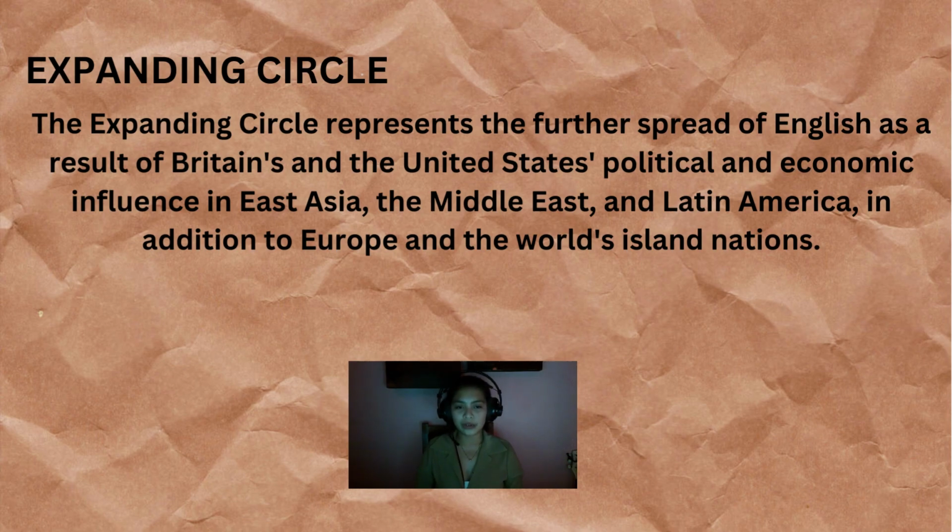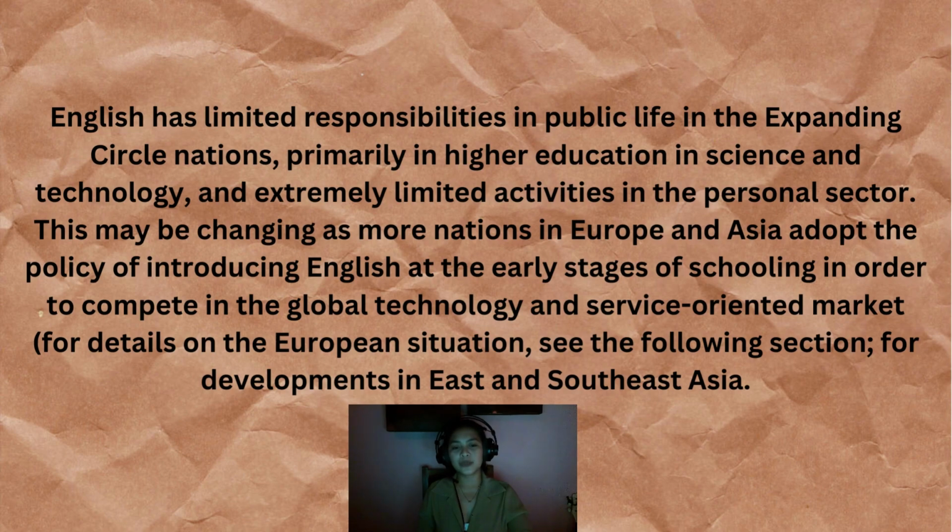It represents the further spread of English as a result of Britain's and the United States' political and economic influence in East Asia, the Middle East, and Latin America, in addition to Europe and the world's island nations. English has limited responsibilities in public life in expanding circle nations, primarily in higher education, science and technology, and extremely limited activities in the personal sector. This may be changing as more nations in Europe and Asia adopt the policy of introducing English at the early stages of schooling in order to compete in the global technology and service-oriented market. For details on the European situation, see the following section on development in Southeast Asia.